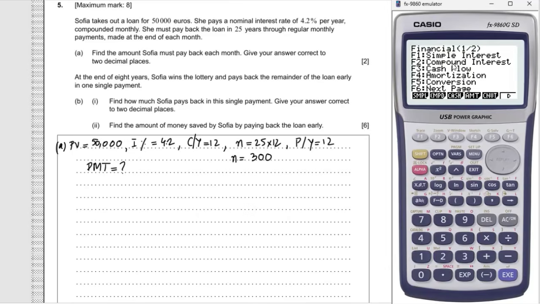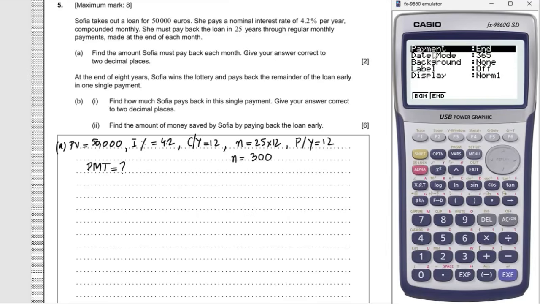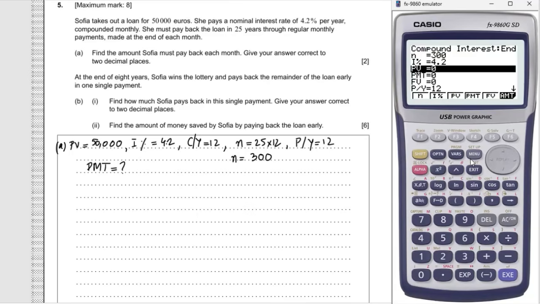Okay, so go to this F2 compound interest feature on your Casio. Here I'll just put 300. I can either put 25 times 12, it doesn't matter. The calculator is going to calculate that value itself. Put 4.2. And remember, they say at the end of each month or the start of each month. You can try shift setup and you can see the payment method is already set to end by default, but you can make it beginning as well. It depends on the question, but most of the time it's the end of the month.